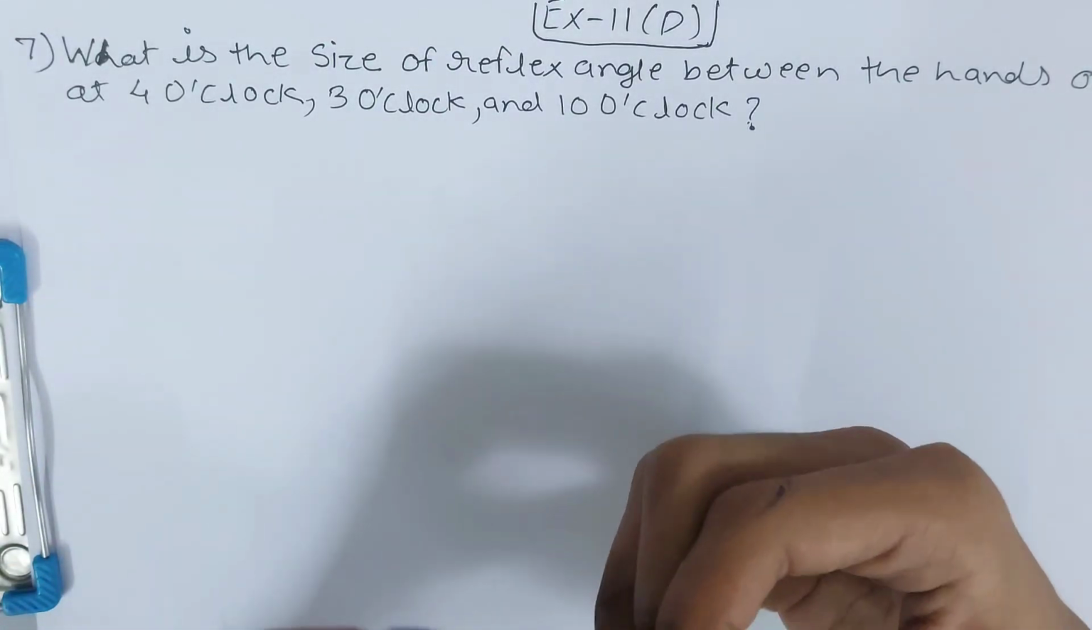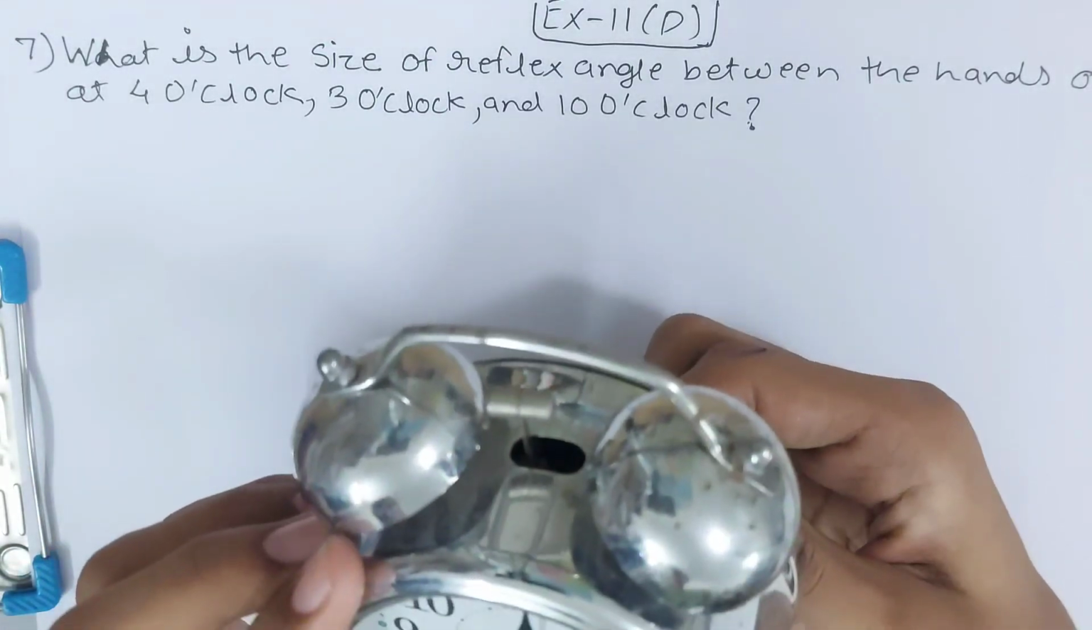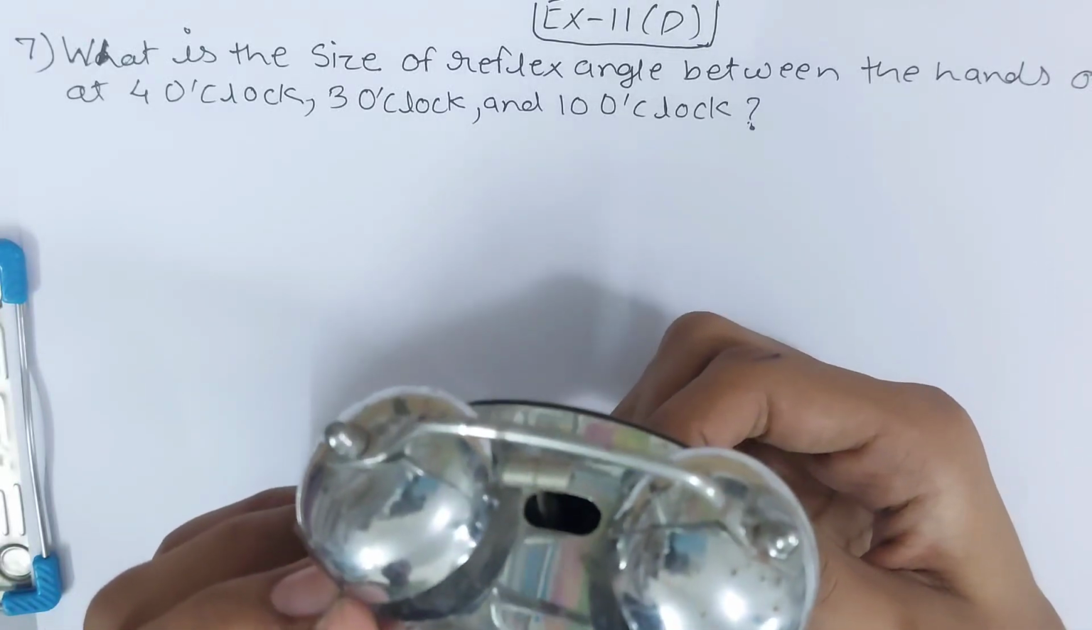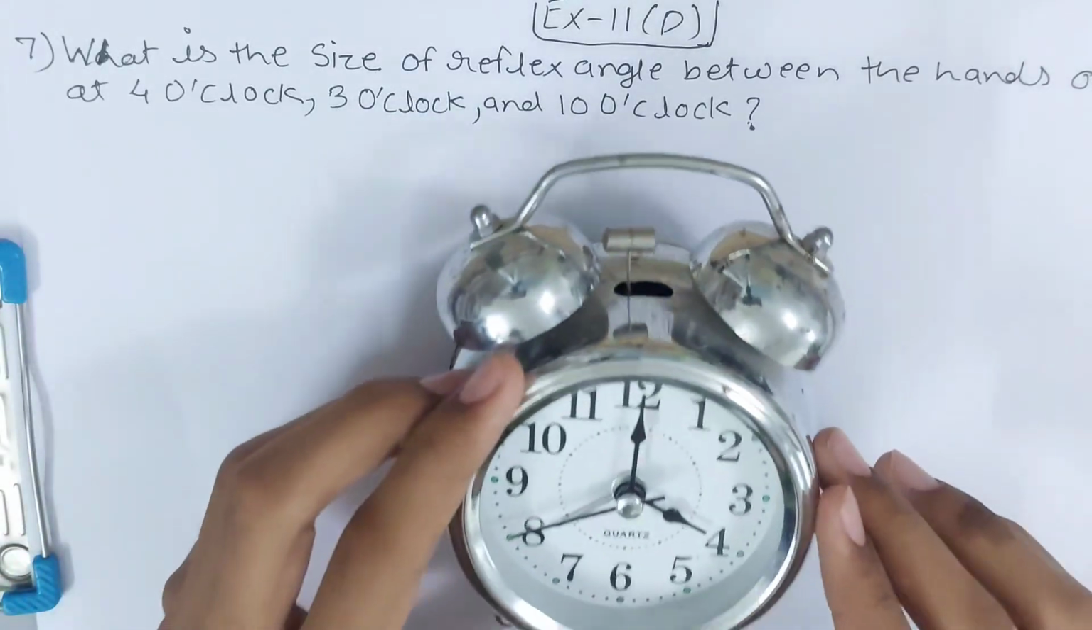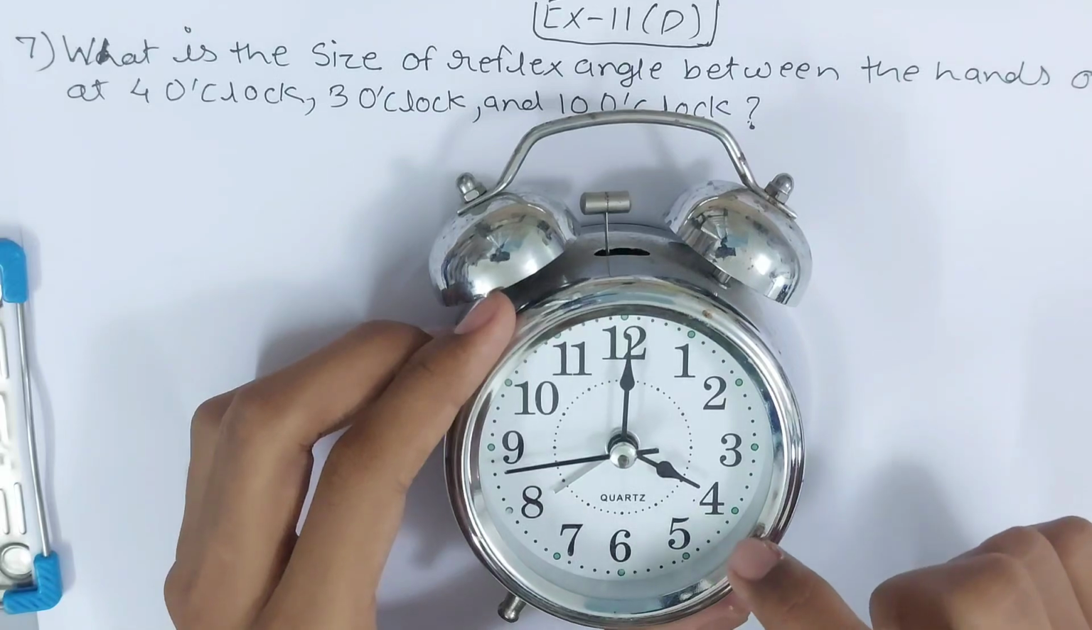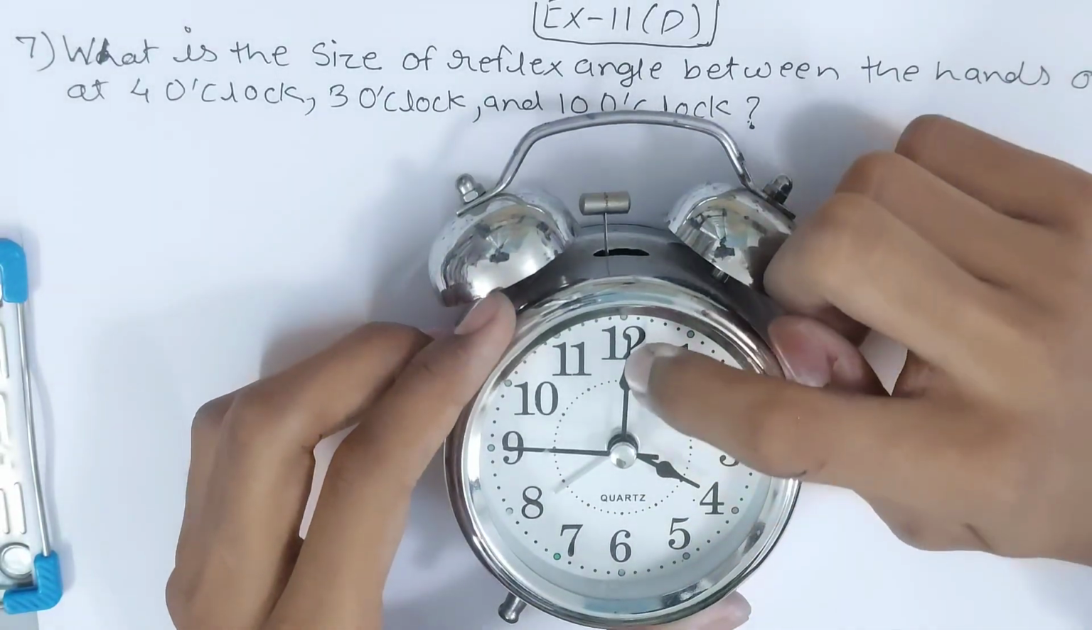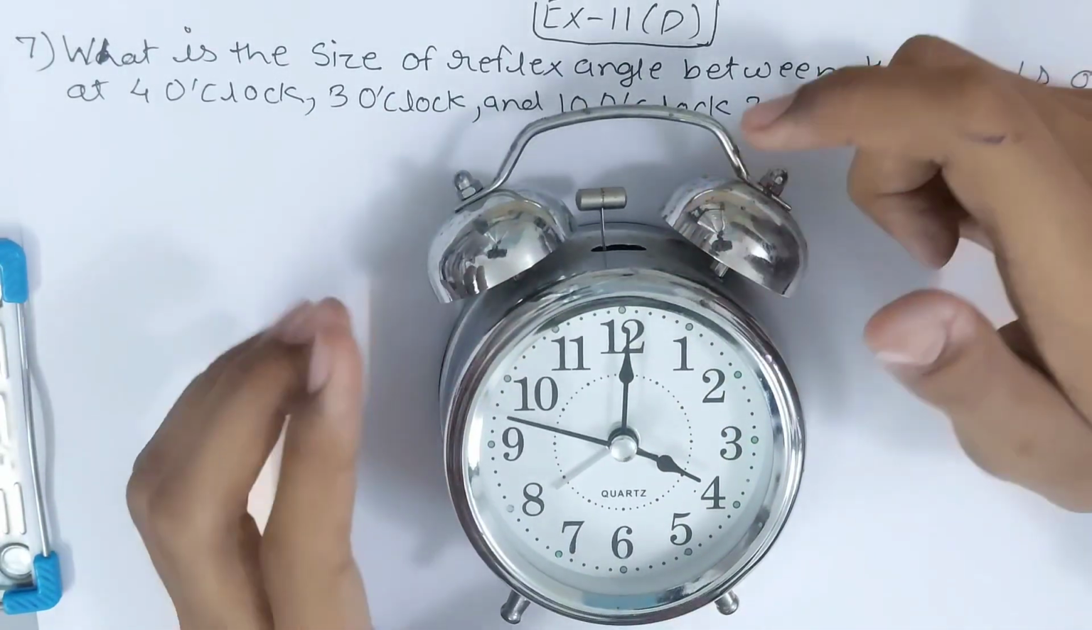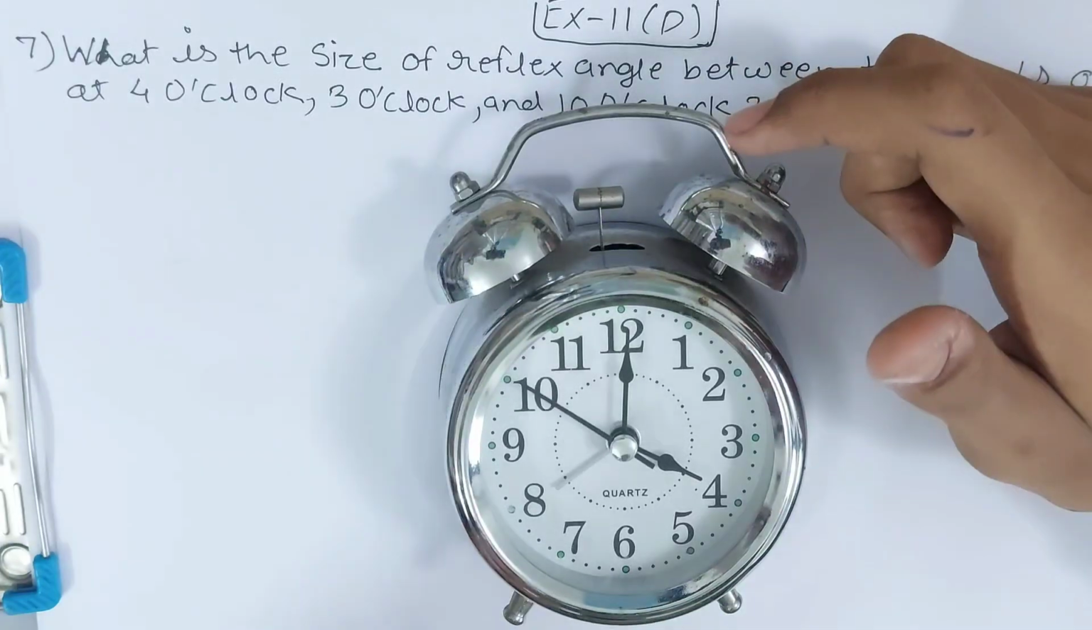First, let's take the clock here at 4 o'clock, like that, right? This is fine, I guess, yeah. So the hour hand is at 4 o'clock, you can see, and the minute hand is at 12. So this is the clock. Now we need to measure the reflex angles.